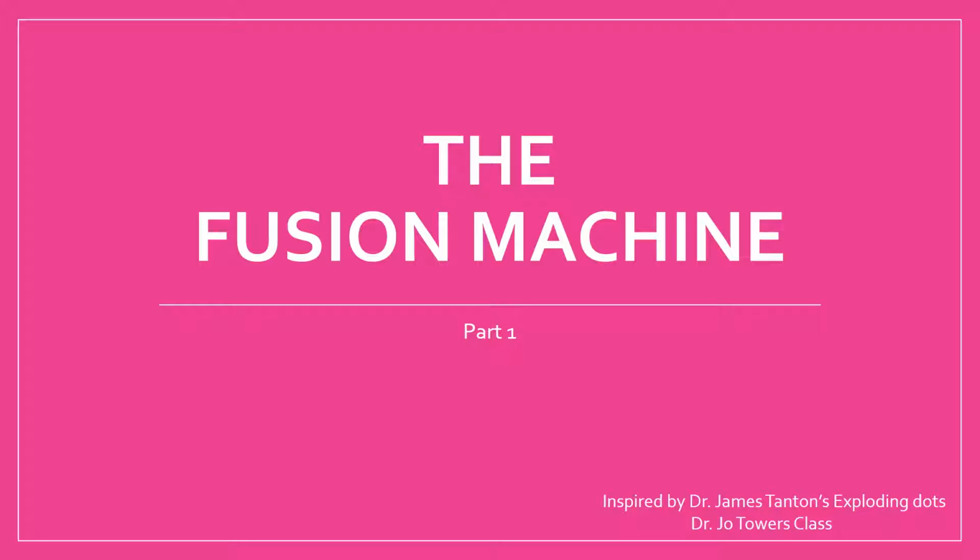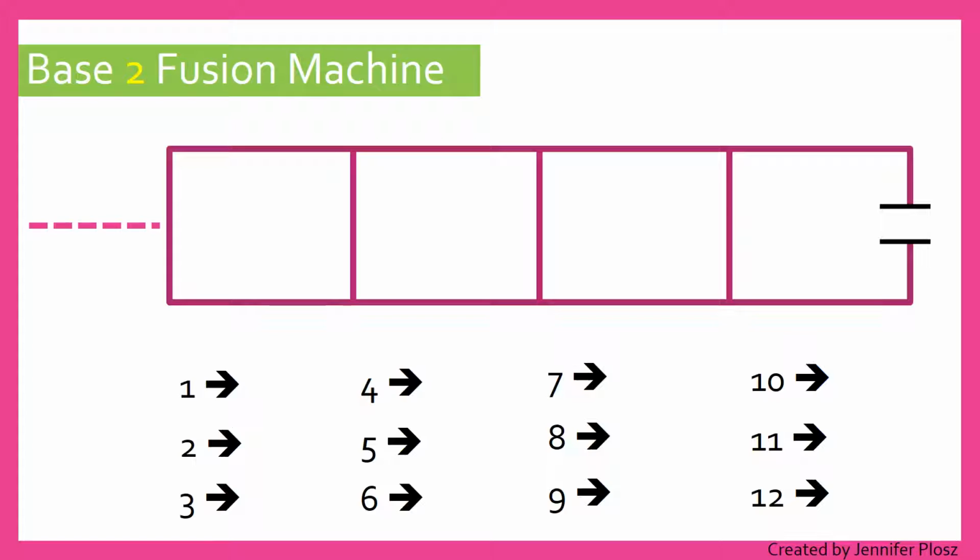Okay, so guys, I'm going to need your help in figuring out how this machine works. This is called the fusion machine. In fact, this is going to be the base 2 fusion machine, because there is more than one kind of fusion machine. So this one is the base 2 one. I want you to take a look at the machine and tell me some of the things that you notice about it.